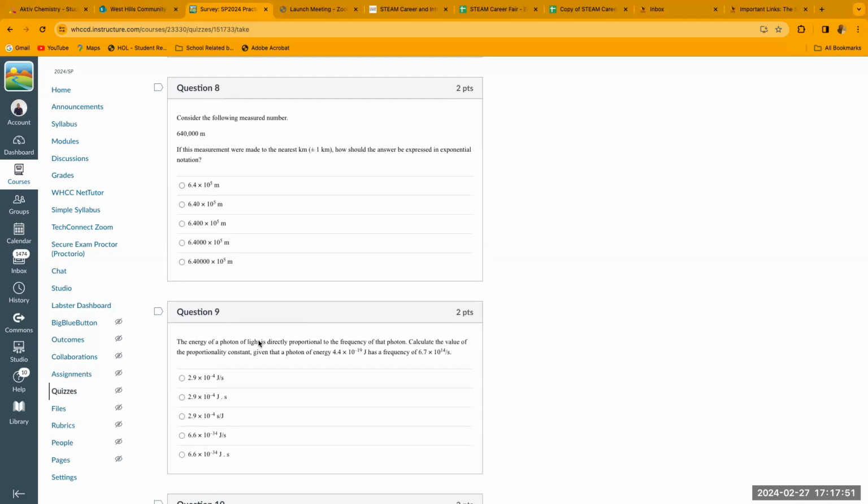Okay, number 8. Considering the following measured number, 640,000 meters. If this measurement were to the nearest kilometers, what should be the answer? What should the answer be expressed in exponential notation or scientific notation? Okay, so we got a couple of answers. So let's go ahead and take a look.